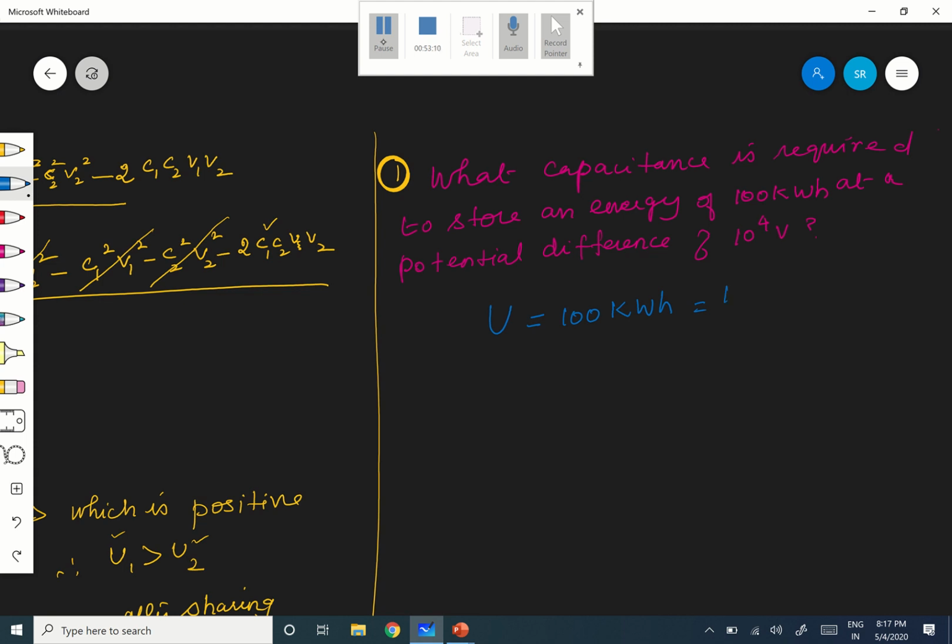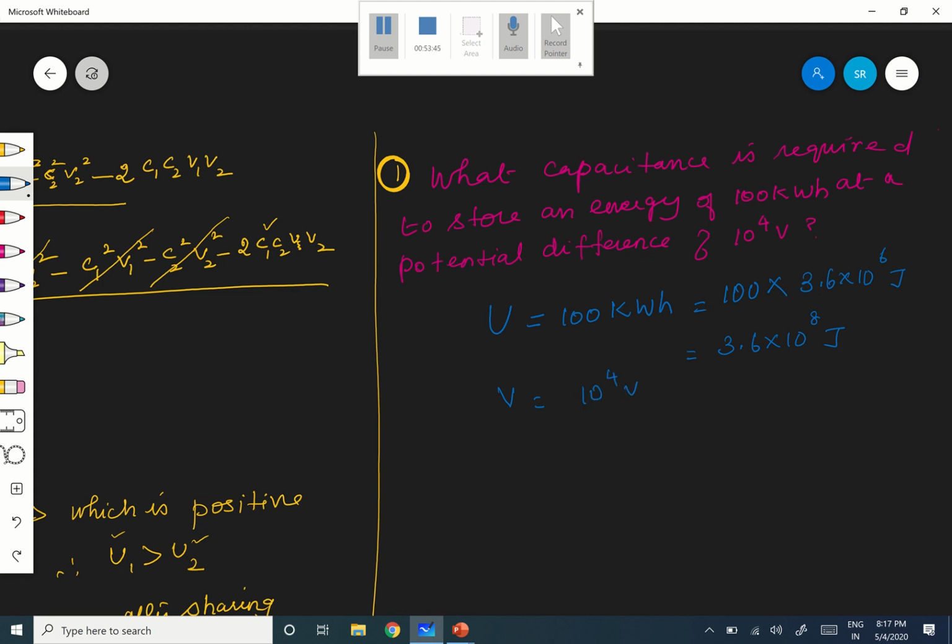Therefore, this is 100 into kilowatt hour. Kilowatt hour is 3.6 into 10 power 6 joule. 1 kilowatt hour is this, right? Therefore, that is nothing but 3.6 into 10 power 8 joule. So this is the energy stored. And immediately, first you have to convert it into the SI unit. That is very important. Therefore, potential difference is given as 10 power 4 volts.